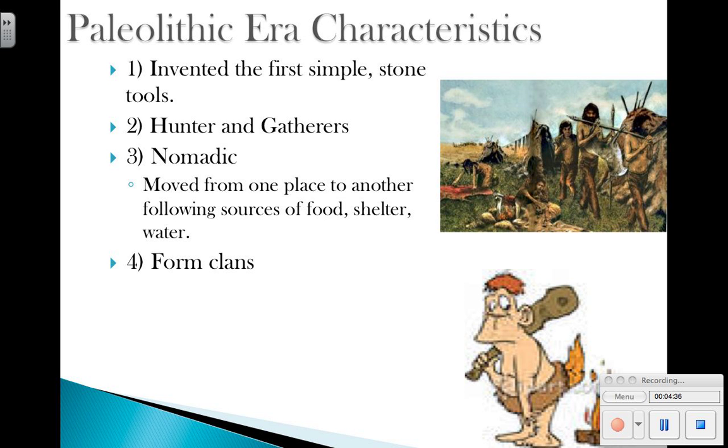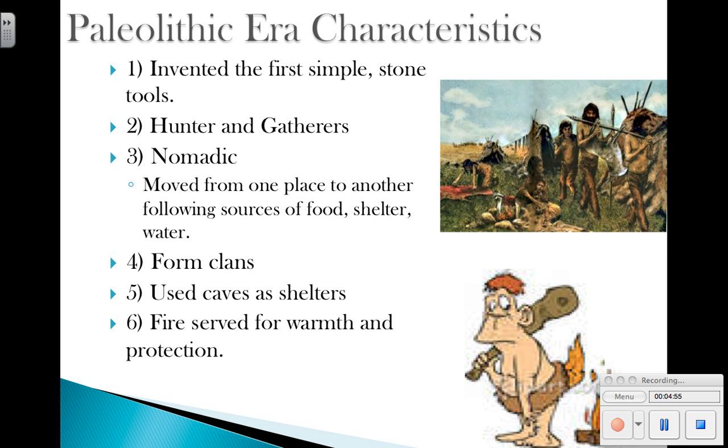Fourth is they formed clans. They didn't do this hunting and gathering by themselves. That's pretty difficult, so they formed groups to make it a little bit easier. They also used caves as shelter. It wouldn't make sense to build an elaborate living structure when you just have to move on from it when the food runs out. So they used ready-made shelter in the form of caves. They also used fire for warmth and protection. They used it to keep animals away and to keep warm at night. Remember, we're in the Ice Age.